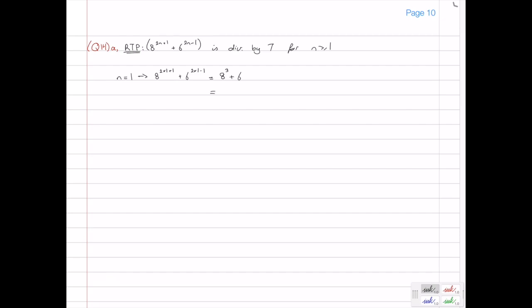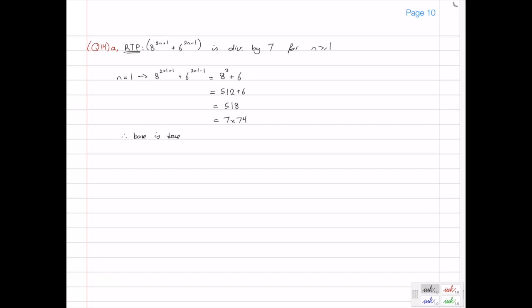8 cubed is 512 plus 6, which is 518. And you can obviously just check on your calculator if that's divisible by 7, and you'll see that it is. It's actually equal to 7 times 74. Okay, and so therefore, we've proven that for n is equal to 1, this expression is divisible by 7. So therefore, base case is true.